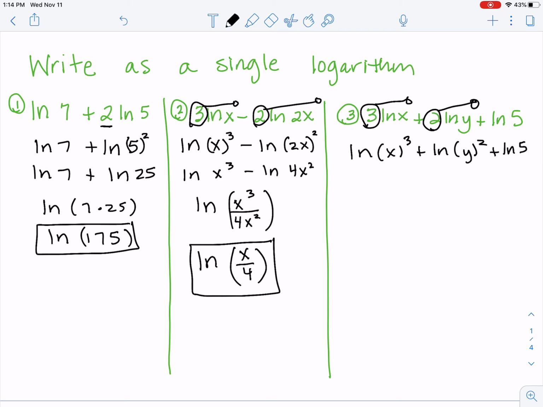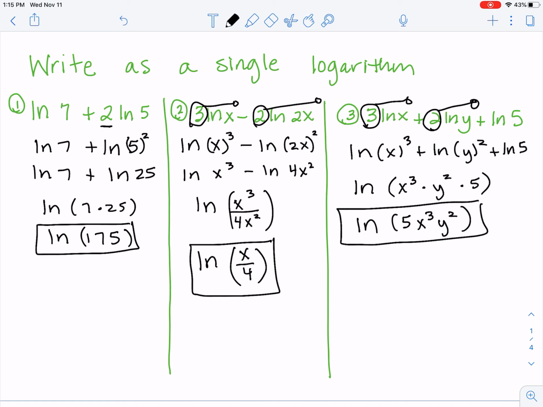All right, well, here's what I know. We are adding all of these. That is the same as the product property. We're going to multiply that x to the third times y squared times 5. So that is the natural log of 5 x to the third y squared. And that is written as a single logarithm.